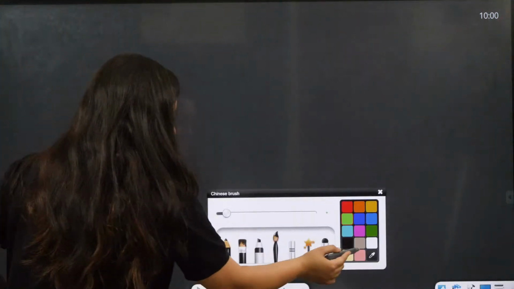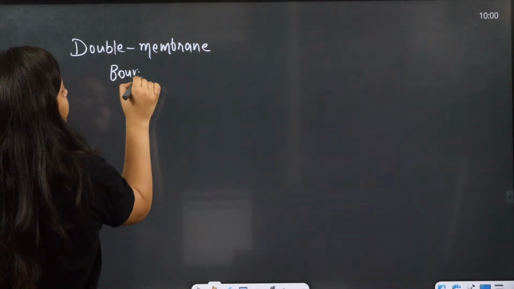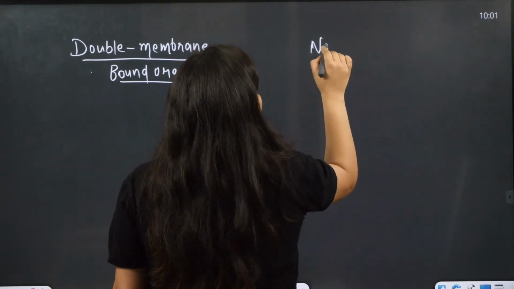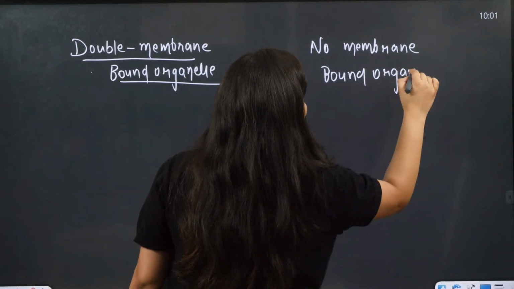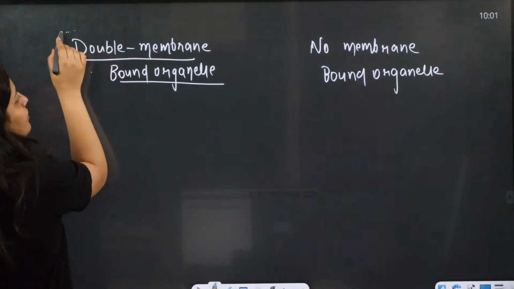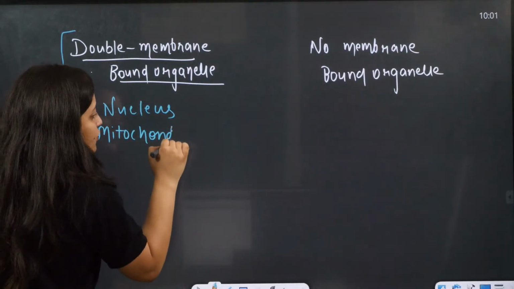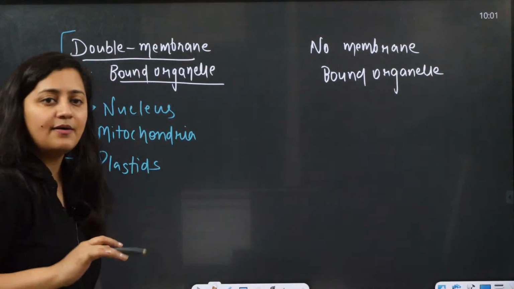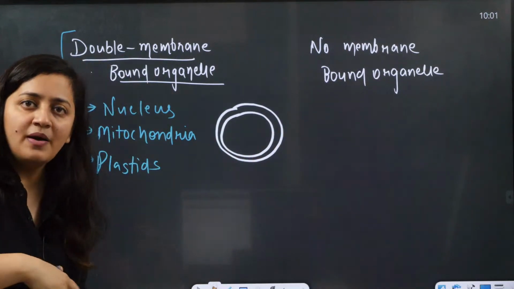Note down. We have some double membrane bound organelles. There are some organelles in the cell that are double membrane bound. There are some organelles in the cell which do not have membrane, or you can say that membrane is absent. This is important. I'll tell you why. When you talk about the double membrane bound organelle, you have the example of nucleus, mitochondria, and even plastids. Are you getting my point? In such organelles you will be having the outer membrane and the inner membrane.